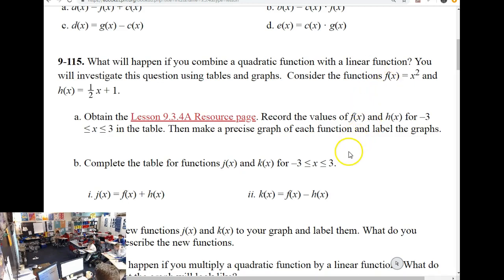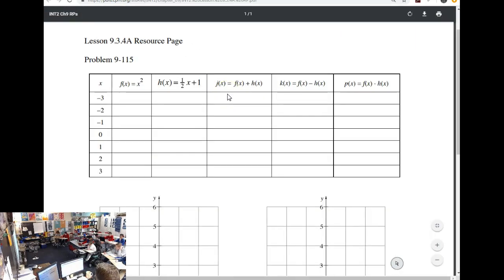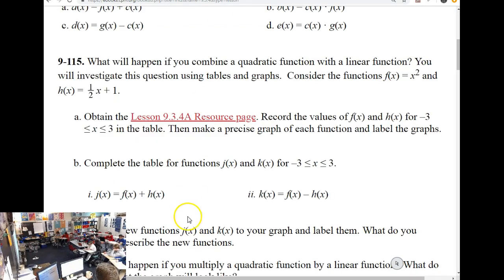So do we have to do the first two columns? So you have this, right? We want to compare f of x and h of x, their behavior across the domain negative 3 to 3. Okay, then we're going to look at combining them. So f of x plus h of x or f of x minus h of x.